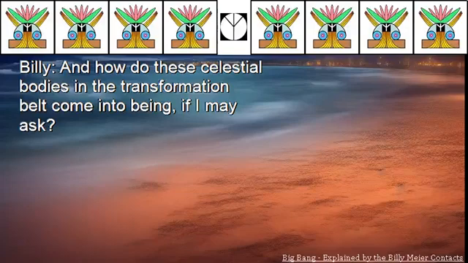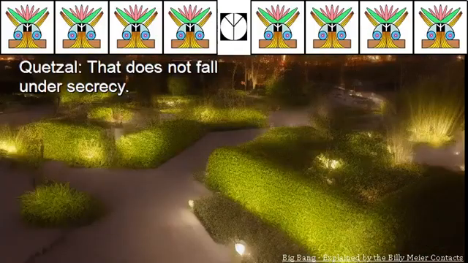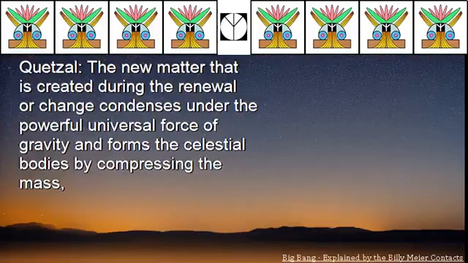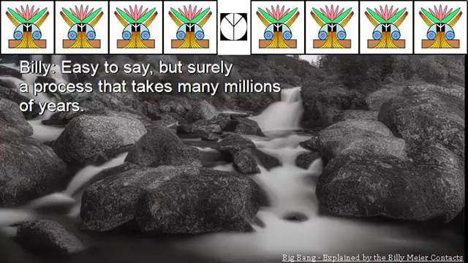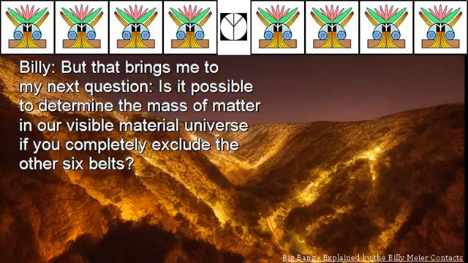And how do these celestial bodies in the transformation belt come into being, if I may ask? That does not fall under secrecy. The new matter that is created during the renewal or change condenses under the powerful universal force of gravity and forms the celestial bodies by compressing the mass, which then condense and develop their own heat-powerful life. Easy to say, but surely a process that takes many millions of years. But that brings me to my next question.